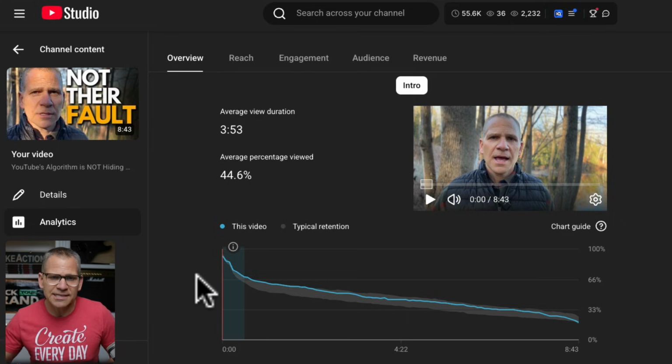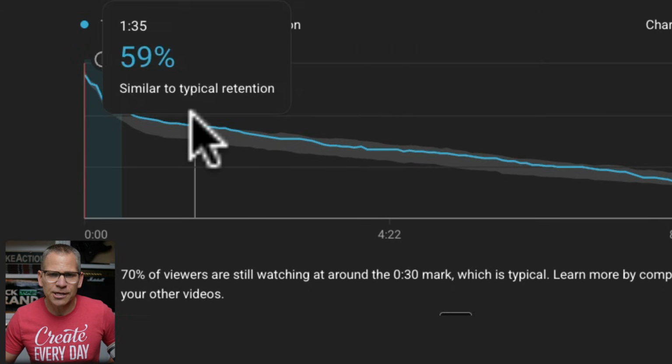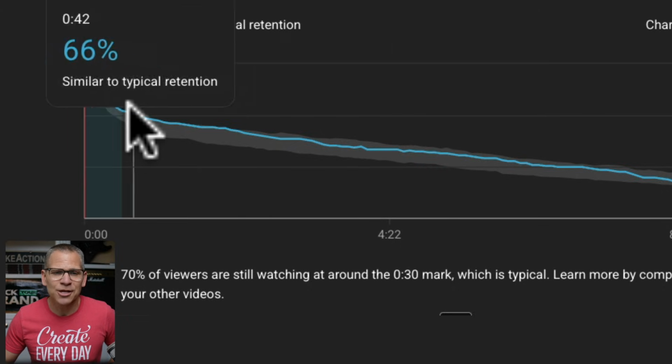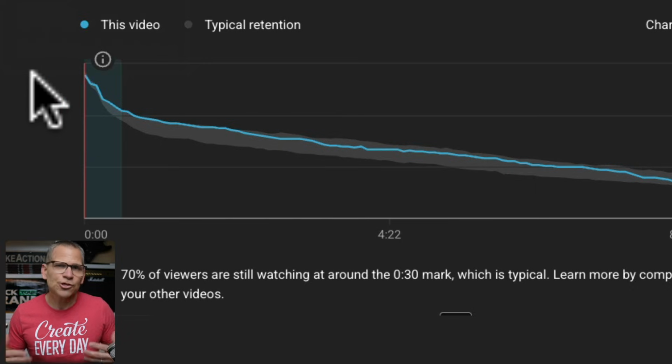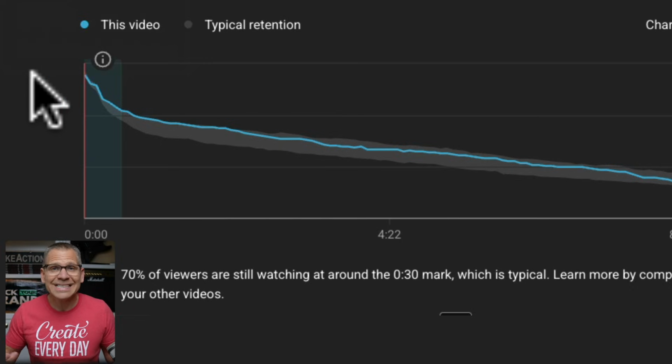So I'm looking at this and I'm like, okay, it's all pretty much above the average, which is really good. So I probably want to pay attention to what I did here. All right, so that's just another thing you can be doing by looking at the analytics. So did this work? So far, I would say yes. Let me show you why.